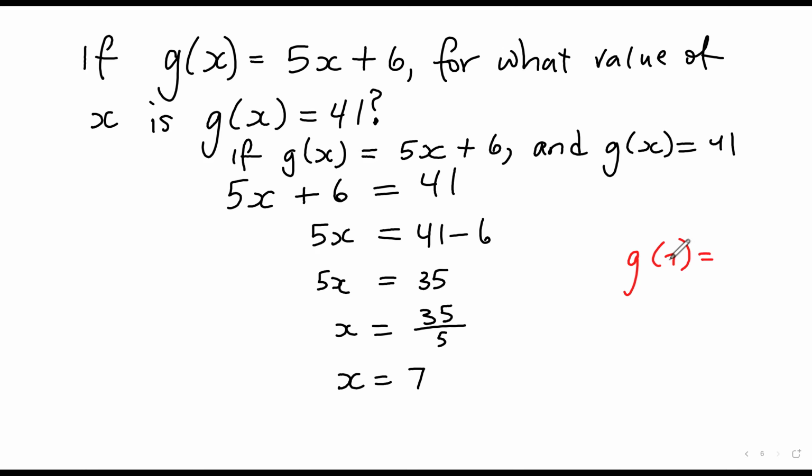So, finding g of 7, I would say 5 times 7 plus 6, because that's what g of x is. That's the function that defines g of x. So, 5 times 7 is 35, and 35 plus 6 is indeed 41. So, x is equal to 7 when g of x is equal to 41. All right, so let's look at another one.